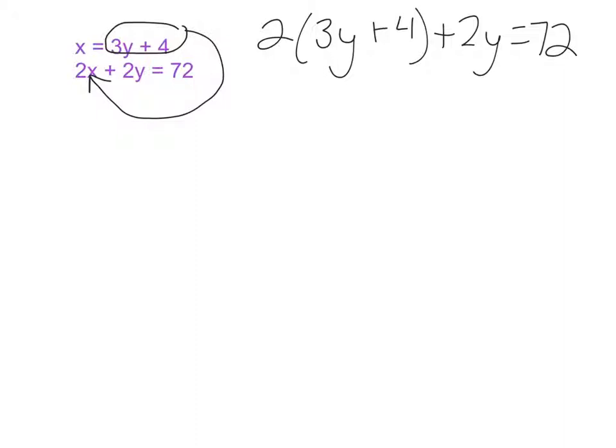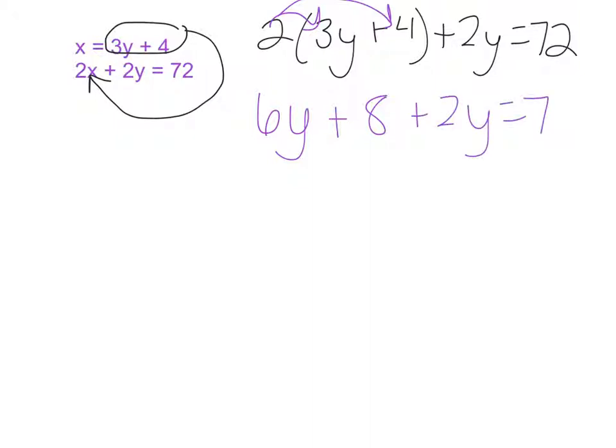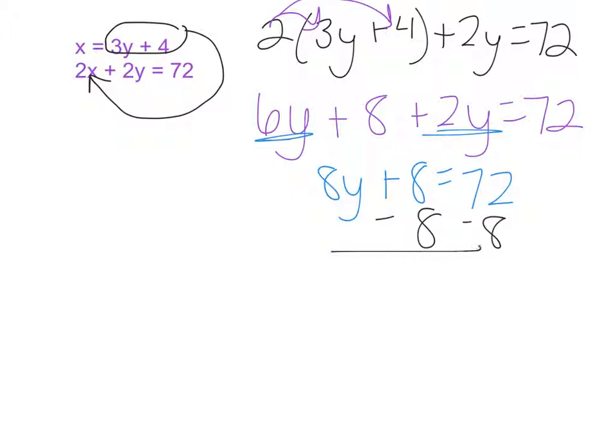So we are going to start by distributing the 2 inside the parentheses, so everything in the parentheses gets multiplied by 2. So we have 6y plus 8. We're going to bring down the plus 2y equals our 72. We are going to now combine like terms, so we can add the 6y and the 2y together to get 8y plus 8 equals 72. And then we can solve for y. Subtract 8 on both sides to get 8y equals 64, and divide both sides by 8.